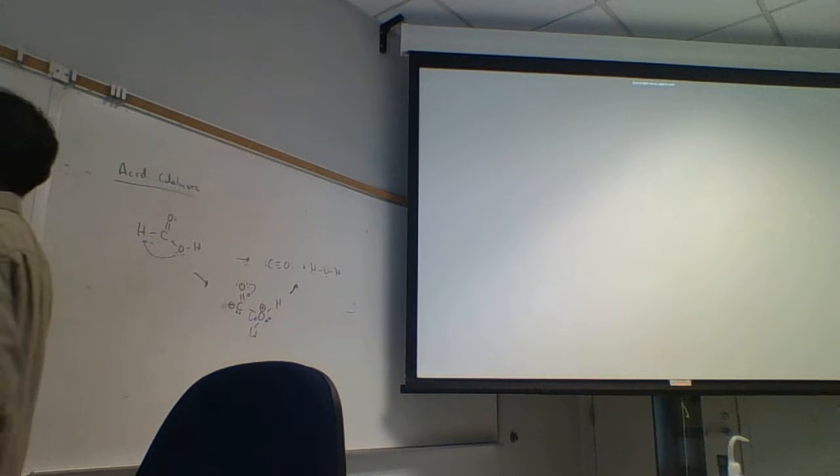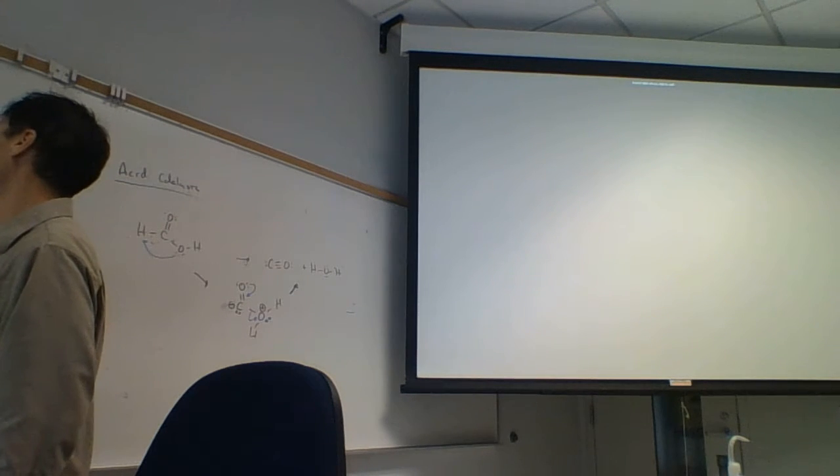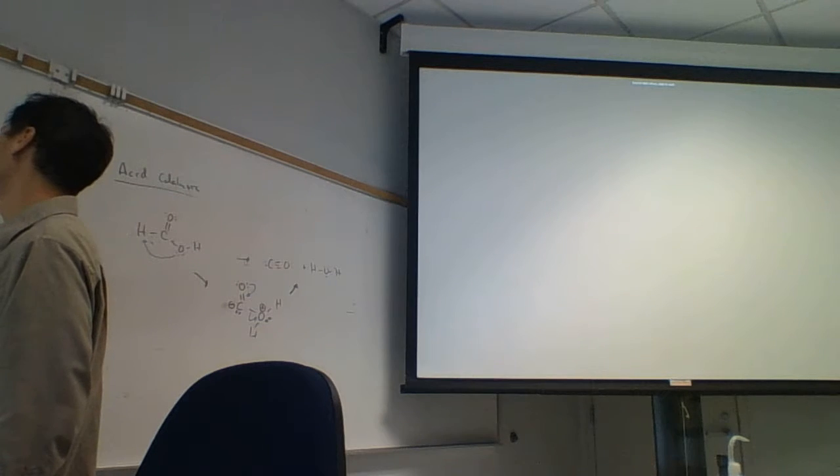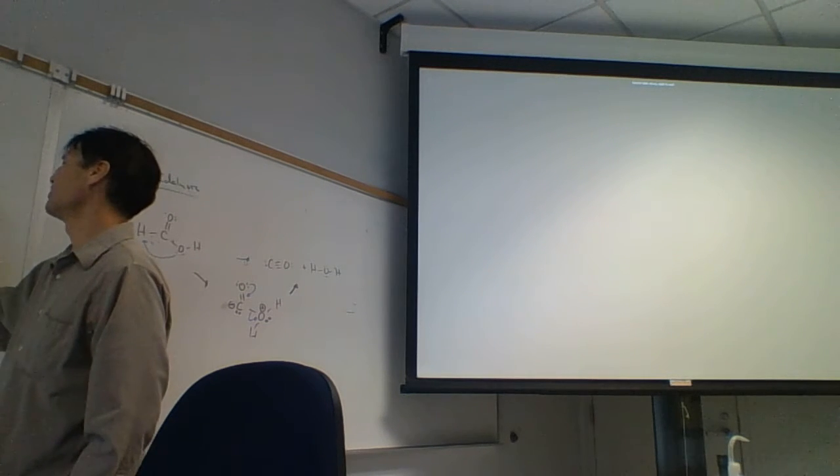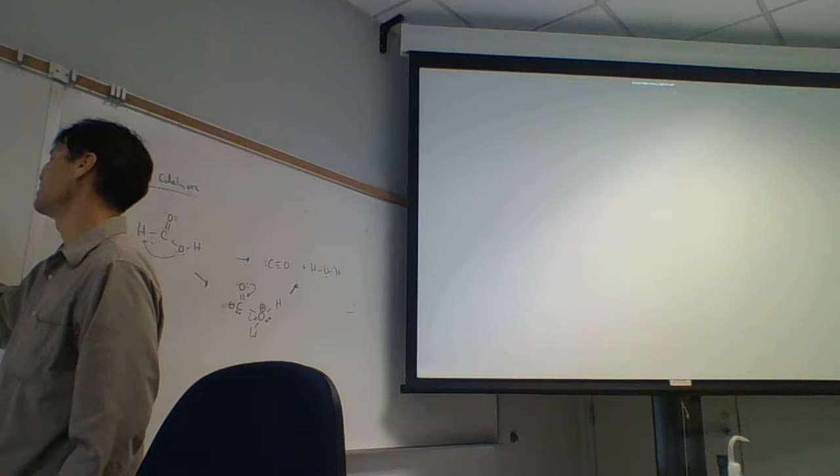If we look at KW, KW describes this reaction: H2O liquid plus H2O liquid goes to hydronium plus hydroxide. Now, it turns out that the KW is going to equal the concentration of the hydronium times the concentration of hydroxide divided by the concentration of water times the concentration of water. The concentration of water doesn't really change.